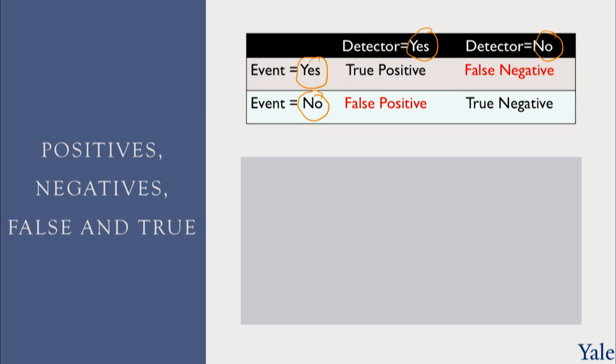For you to remember what those things mean, the word positive refers to what the algorithm said, and the word true or false refers to whether the algorithm was correct. So a true positive means we had a cancer and we called it correctly. A true negative, we did not have cancer, we called it correctly. A false positive, we said there is cancer, but we were wrong, and the same applies to false negative.